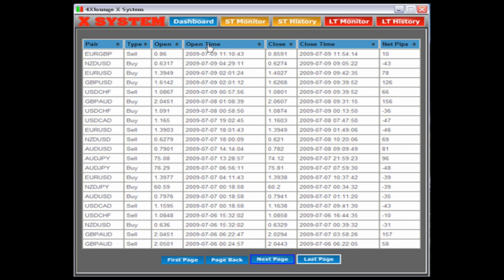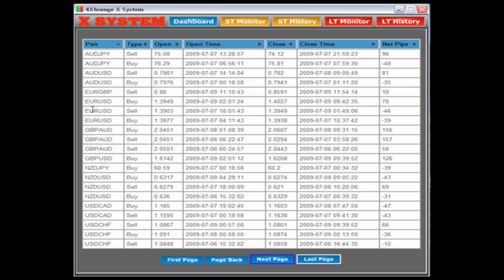You have the time that the trade was opened, the time that the trade was closed, and you can sort. In other words, you can organize by pairs. Now you've got all the Euro USD trades lined up together on this page, and you can go through all the different pages, scroll backwards and scroll forwards to get all the information that you need. Long-term monitor and long-term history work exactly the same as the short-term and the short-term history. There's no difference at all.